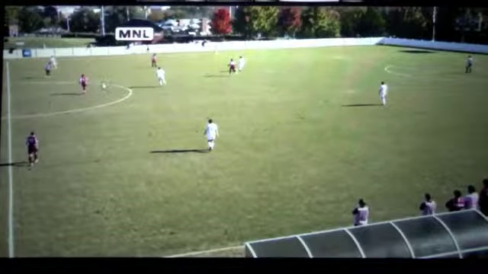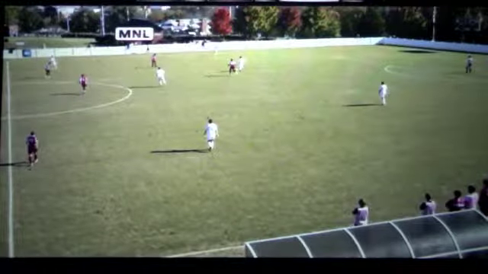Now let's look at this line. Can we find space behind this line to negate 3 other defenders? That's how we wanted to look at our attack.